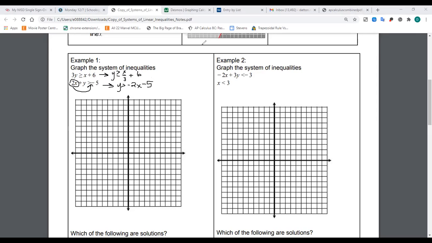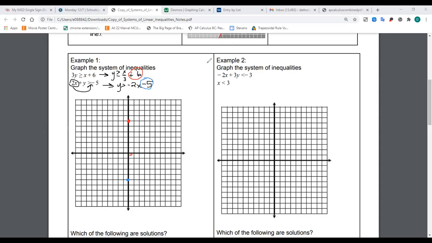So I'm going to graph this one in red, and this one in blue. What I'm circling is the y-intercept of both of those equations. So here's my 0 mark, and I count up 1, 2, 3, 4, 5, 6. And the other one is negative 5, so 1, 2, 3, 4, 5. That's where this line crosses.